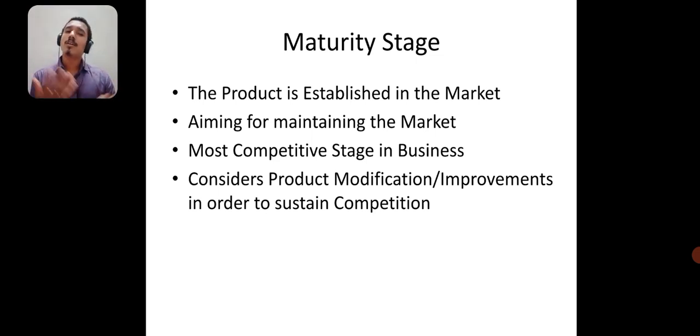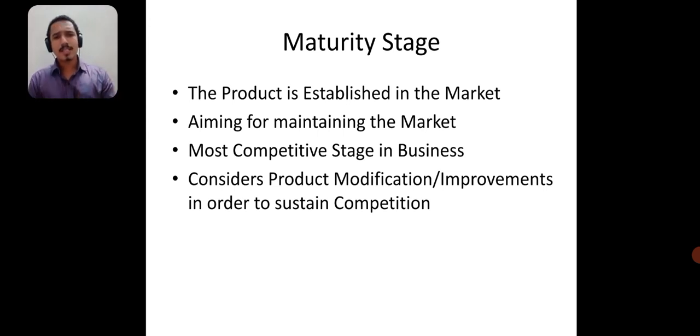So when we do that, only then we can sustain, right? If we sustain, well and good, the time will go on. If we do not, we will go to the next stage, that is decline stage. But this stage considers product modification and improvements in order to sustain competition. We will have to change. If we come to know that we are not getting enough profits or enough sales, we will try to improvise, right?